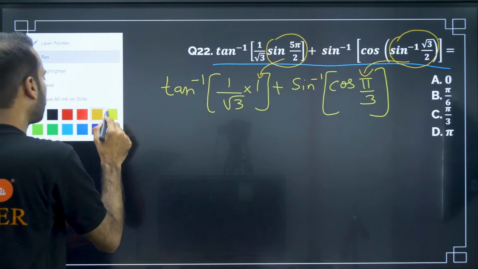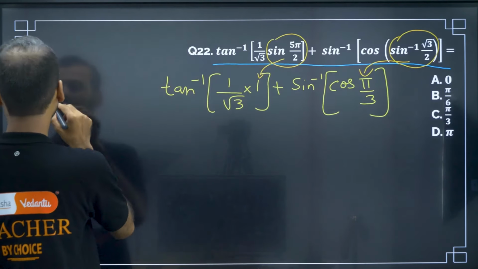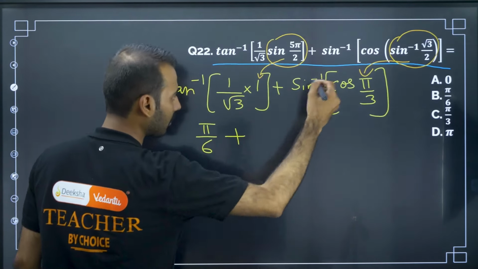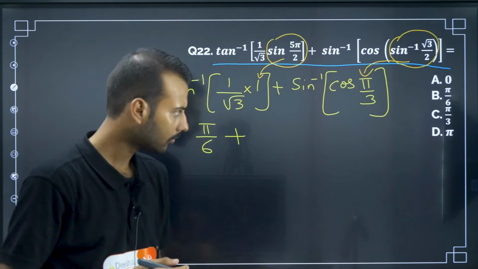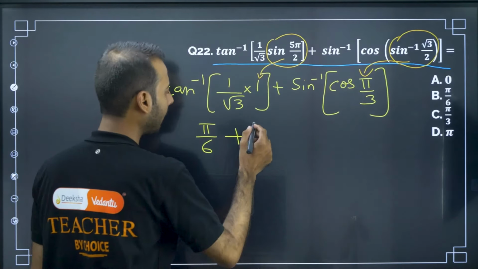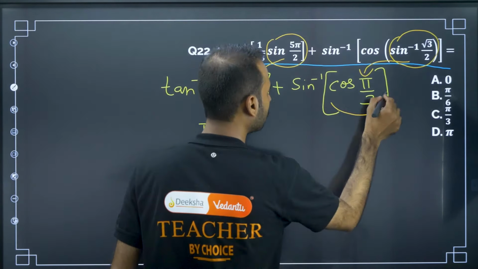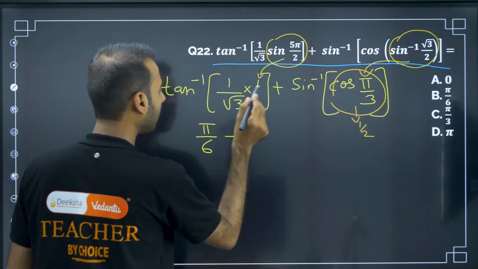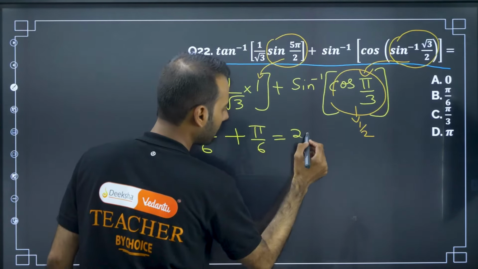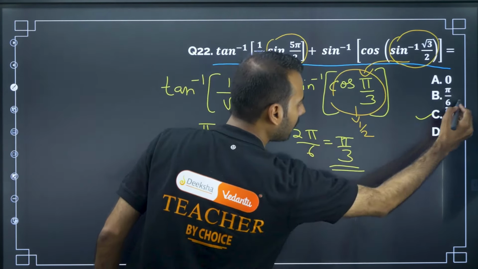Next, moving on, tan inverse 1 by root 3 is pi by 6, plus sin inverse cos pi by 3. Cos pi by 3 value is 1 by 2. Sin inverse 1 by 2 is pi by 6. So pi by 6 plus pi by 6 is 2 pi by 6, which is equal to pi by 3. Is there any option like pi by 3? Yes, C is the answer.